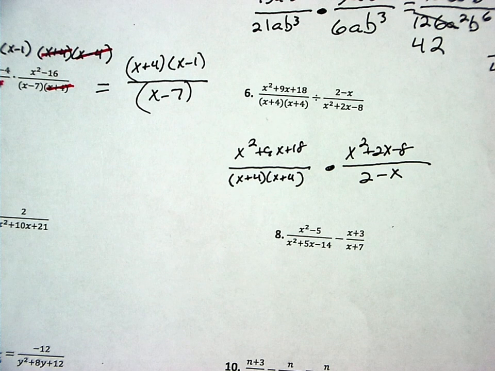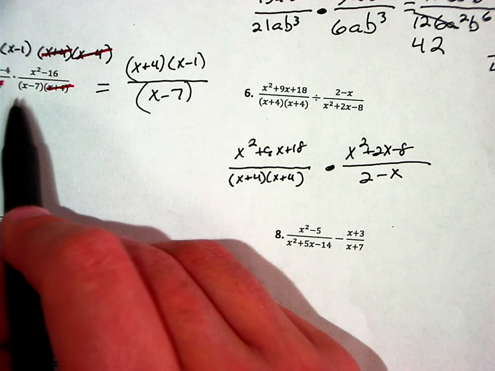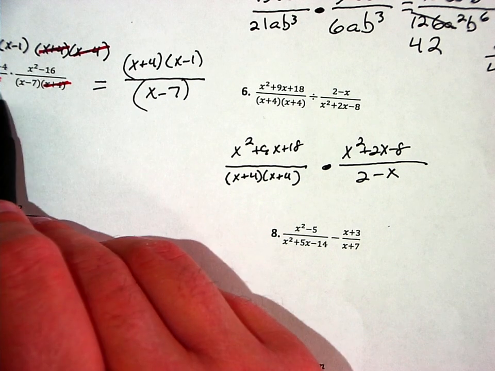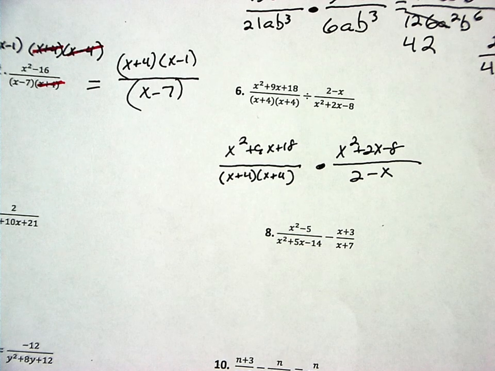If you had x plus 4 on the numerator of the other side, would you take both the x plus 4 side or just... Well, you can only take out one of them, so if I had another x plus 4 somewhere, I could take it out, but you can only take out one.